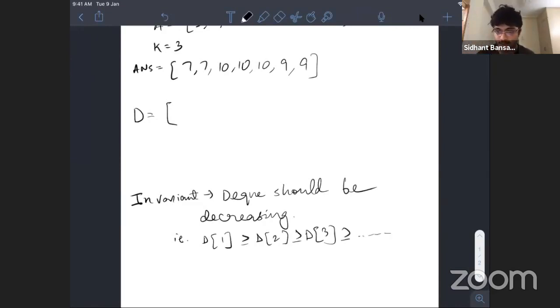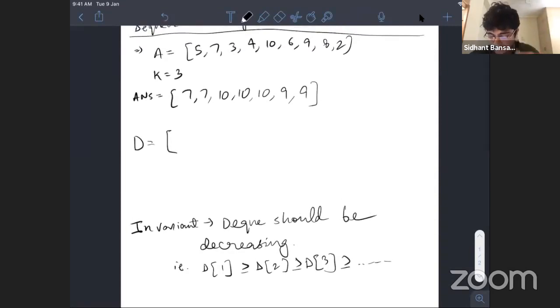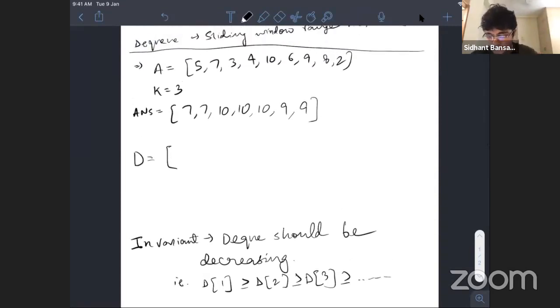We want this property to be maintained always. And what we are going to insert in the DQ is pairs. But for now, just think of them as the elements themselves. So let's say first we insert 5. And we'll insert elements from the back.